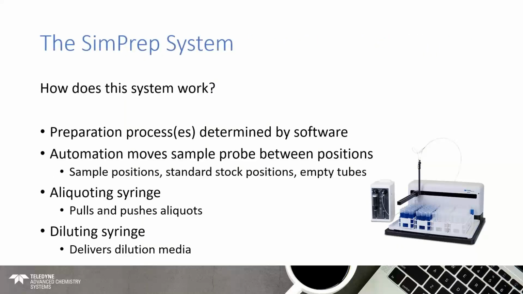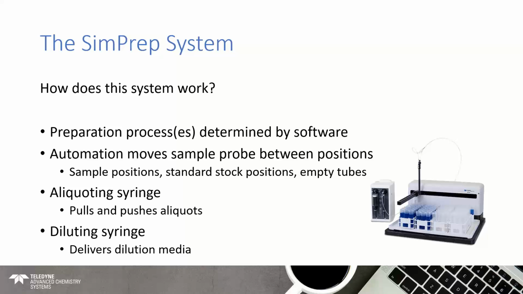So how does the system work? It's really quite simple. So we have our automation. Everything is operated by our piece of software. Everything is controlled. So all of the preparation processes and steps are determined by the software. So the automation is where you've got a sample probe that moves around in X, Y, Z dimensions, and it will move between a sample position, a standard position, empty tubes that we want to dispense into, and the rinse station that's on the automation.